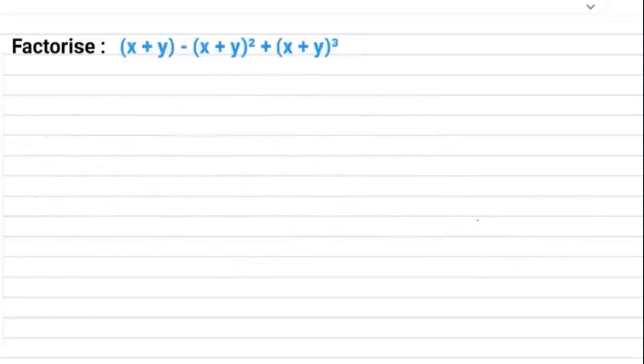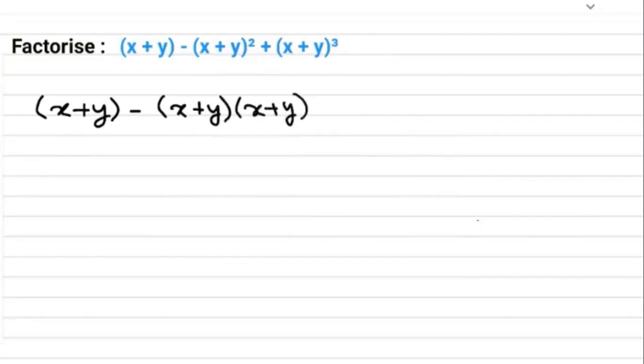Now the next problem. x + y − (x + y)² + (x + y)³. So x + y can be written as 2 times (x + y) into (x + y), plus, and again it can be written as 3 times (x + y) into (x + y) into (x + y). So we are just splitting and expanding and writing this.